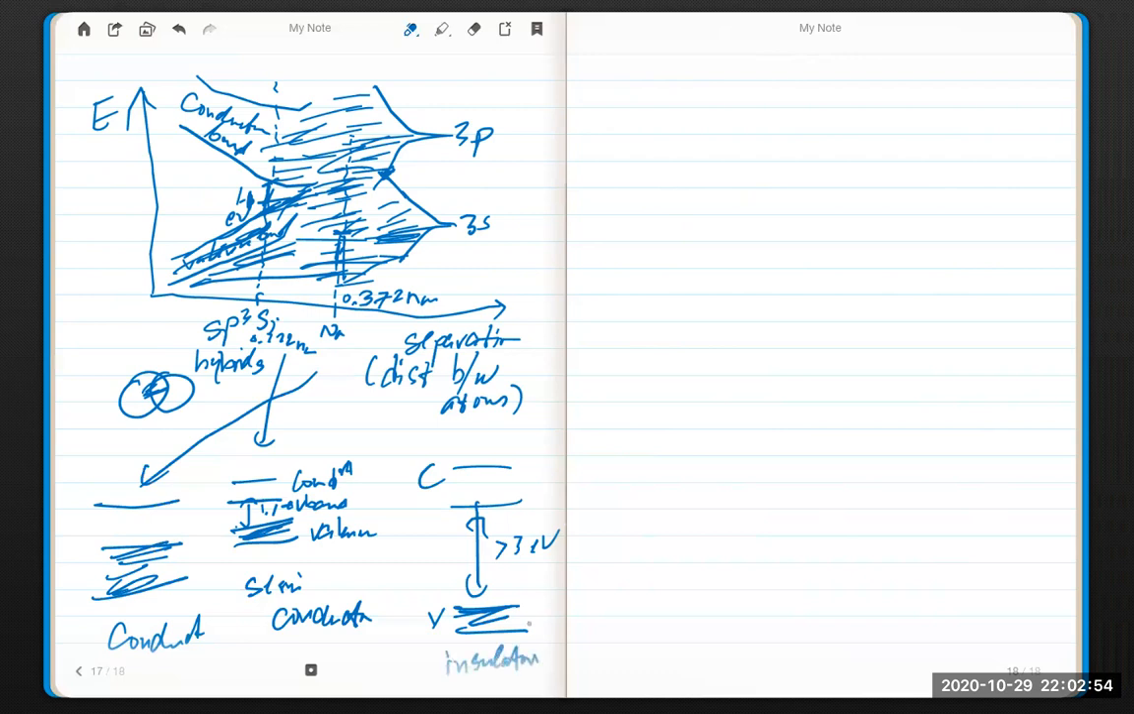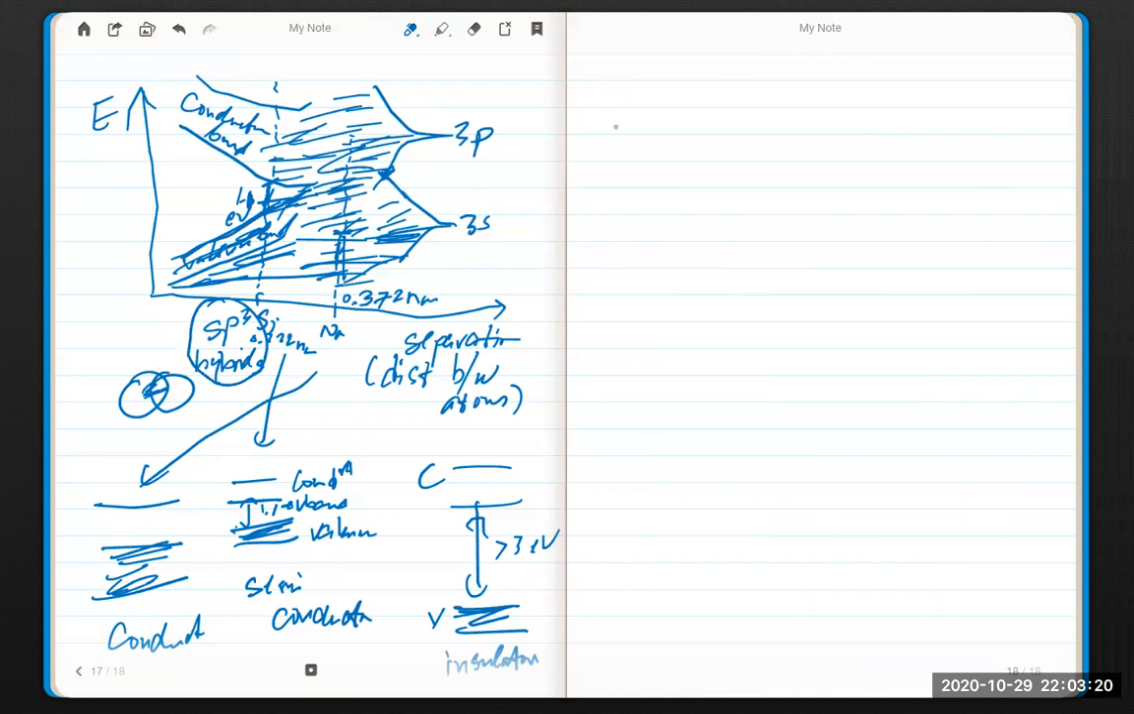Okay, let's talk about what is split into two, the sp3 hybrids. Well, the bottom half again is the bonding, the linear combination of bonding orbitals, and the top one is another linear combination of the anti-bonding orbitals. So it's again the Schrodinger equation. Okay, let's lastly talk about conduction.